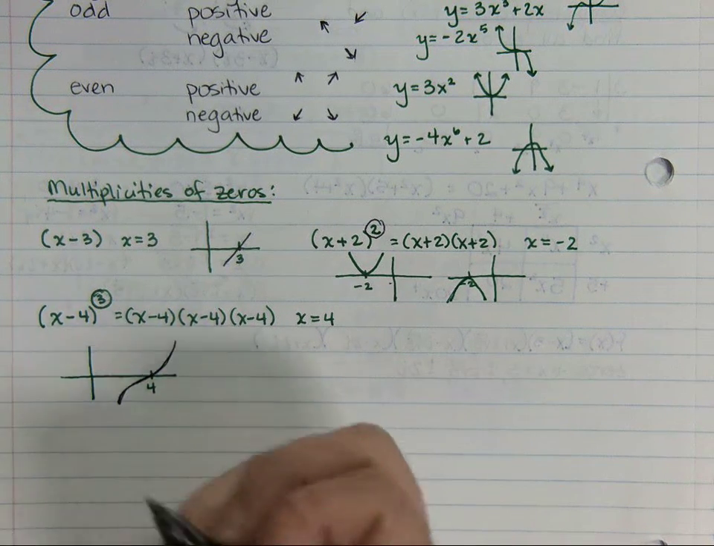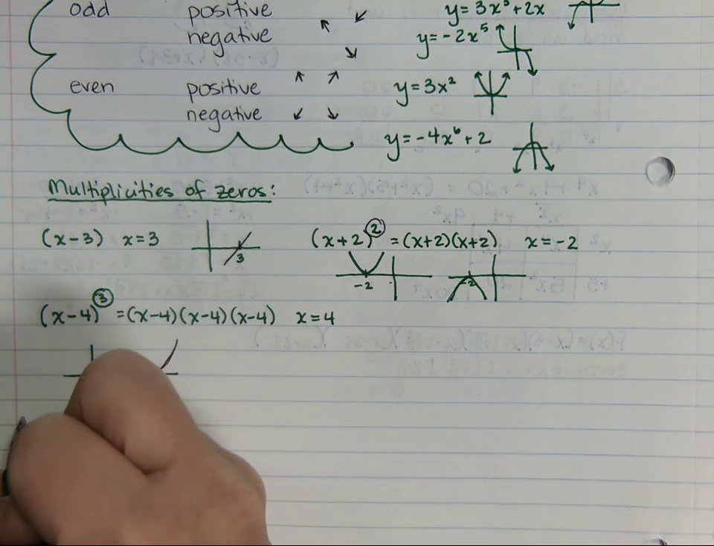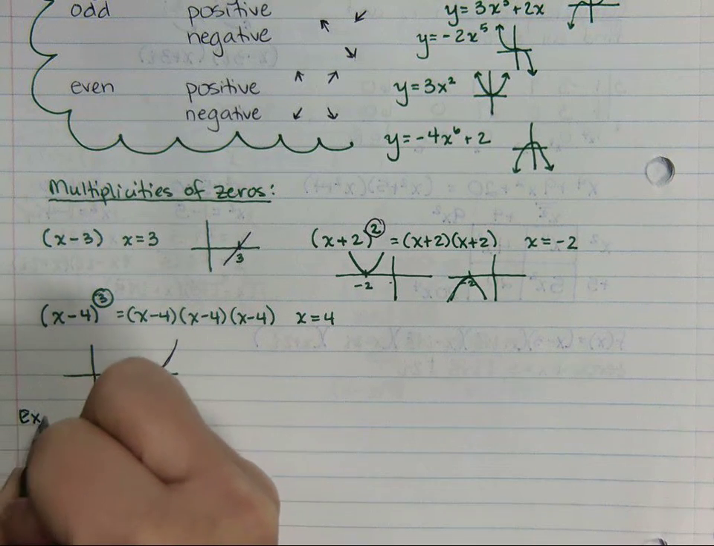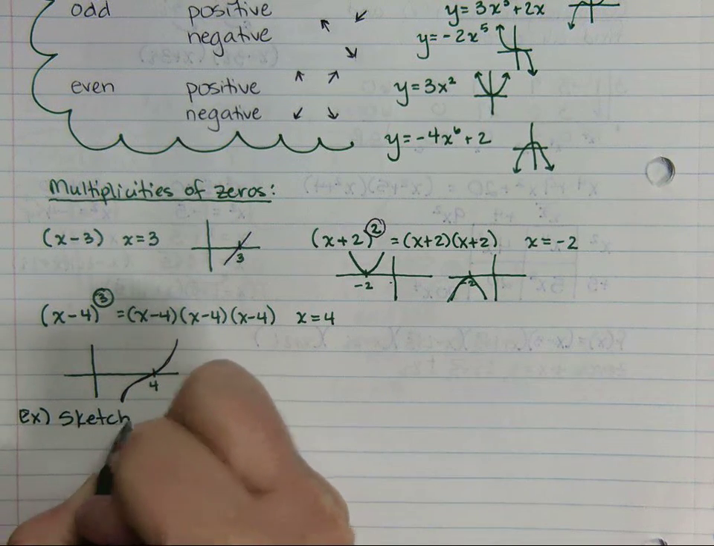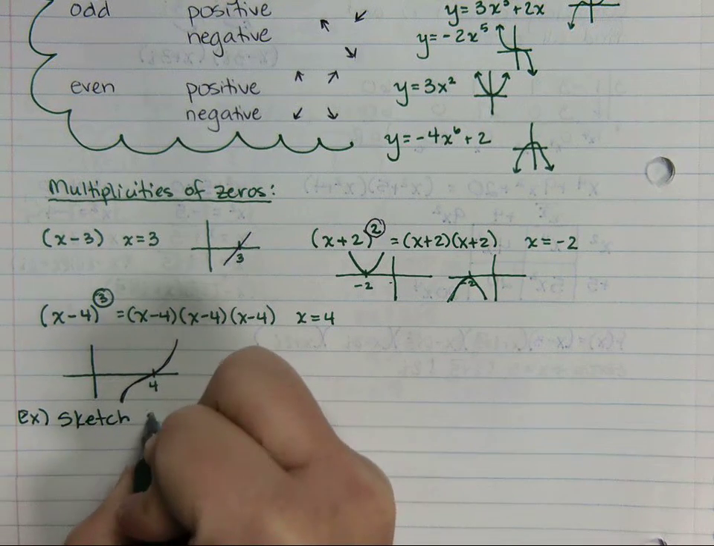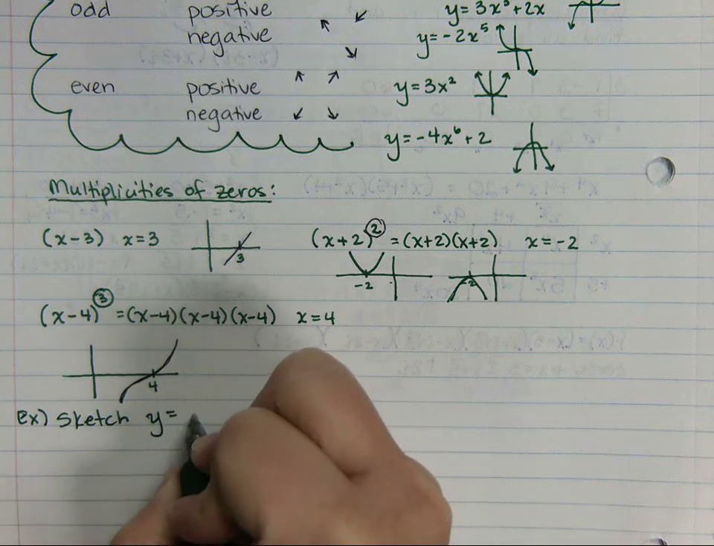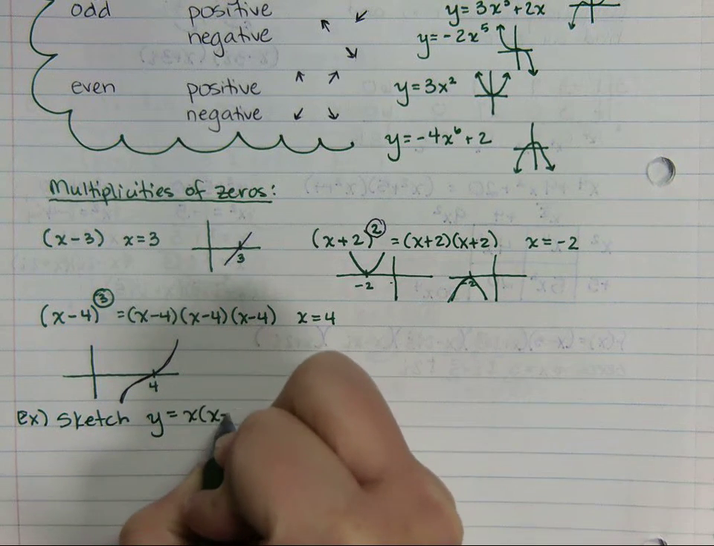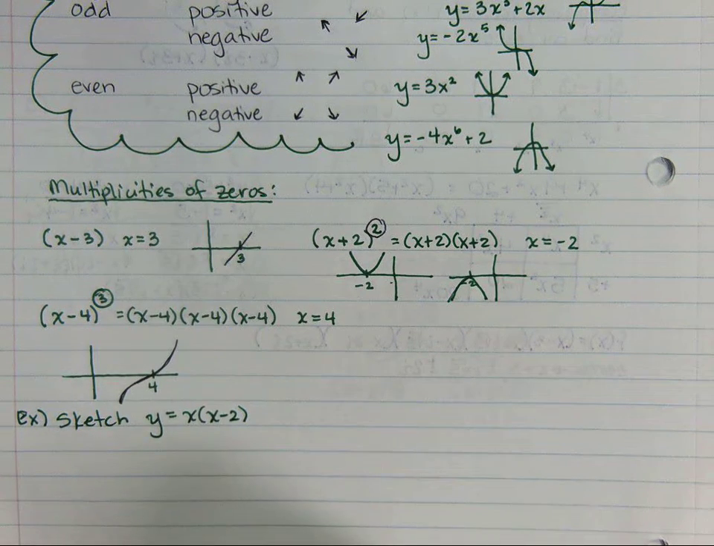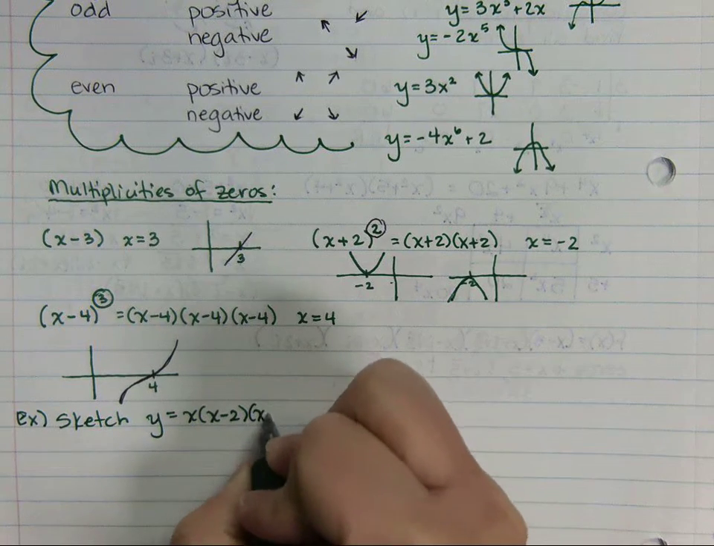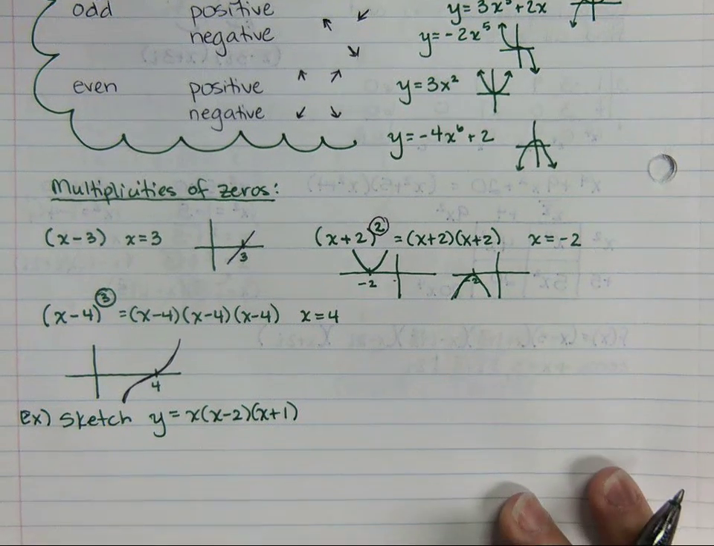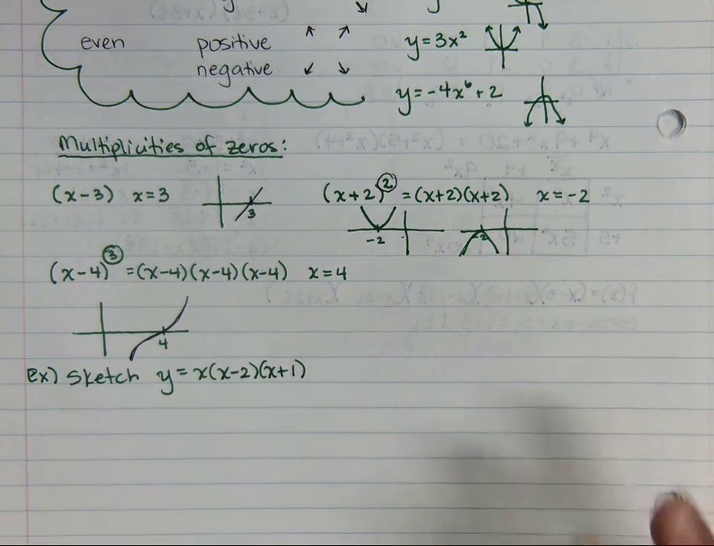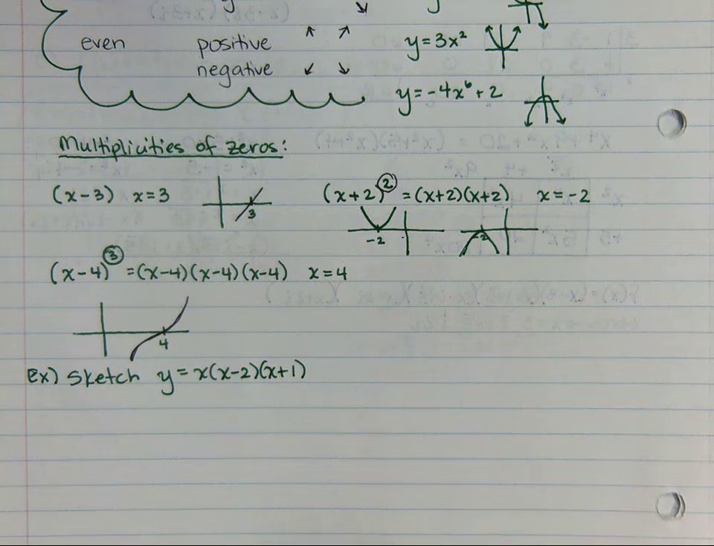So let's look at a few polynomials. For example, I just want to do a basic sketch. I'm going to do a basic sketch of y equals x times (x minus 2) times (x plus 1). And to do this sketch, I need to be able to go through my list.